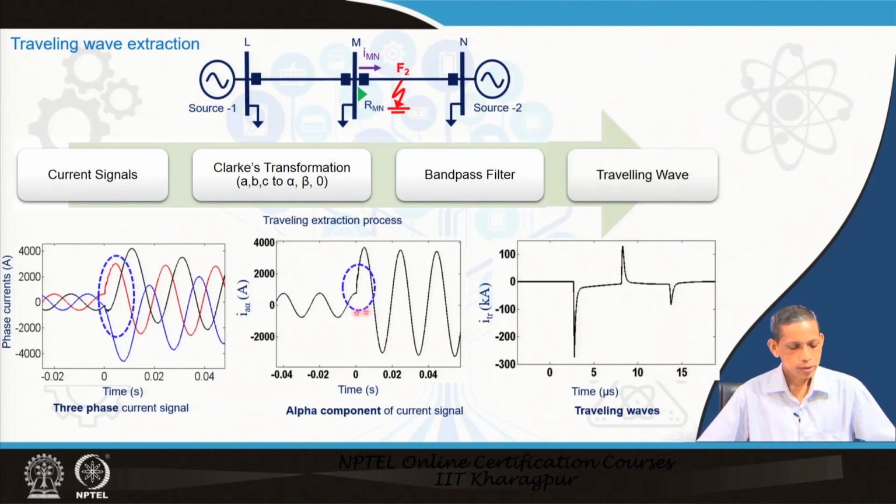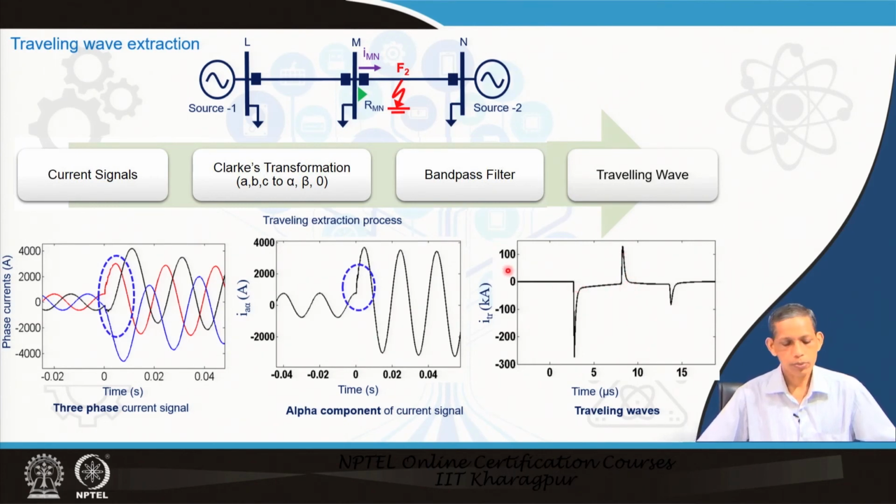Now, after the transformation, the alpha component of the current signals becomes this, and then we extract the high frequency component here, after decomposition to the alpha component with phase A as reference. After the band pass filter, the signal obtained becomes this. So what it reveals is this is the current signal, then this is another one, and this. It means there is a reversal in current, which happens due to some reflection.